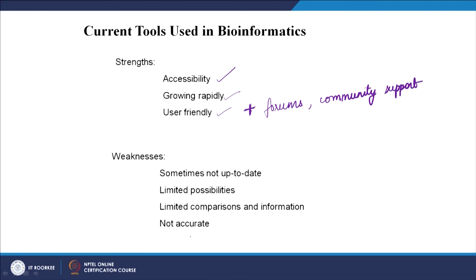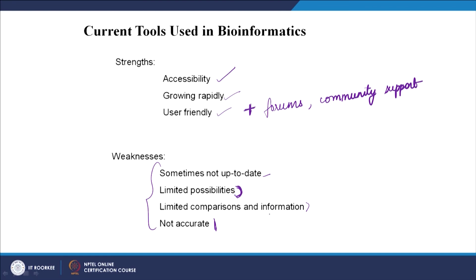What are the weaknesses of current tools? Well, sometimes they're not up to date because some of them can be really obsolete. They have limited possibilities, and one of the limitations we talked about last time was that there's not a single tool that can do all kinds of comparisons that someone might be interested in. Then we have limited comparisons and information, and many of them are not accurate. They have statistical errors, we have issues there.